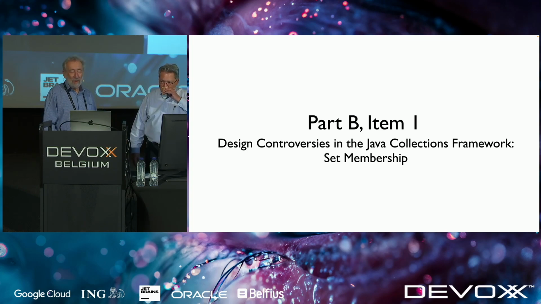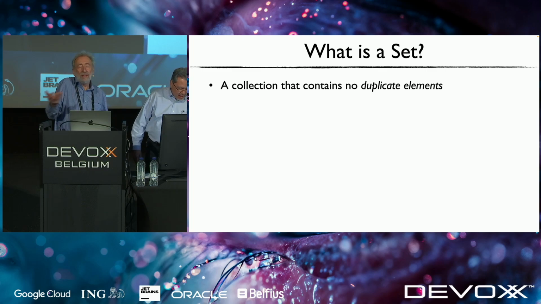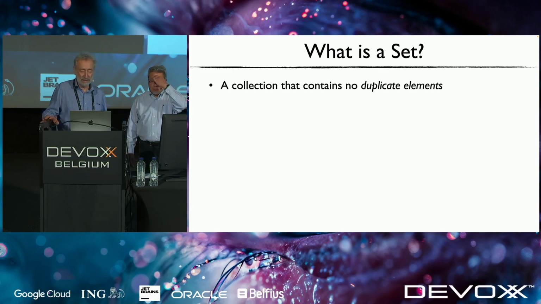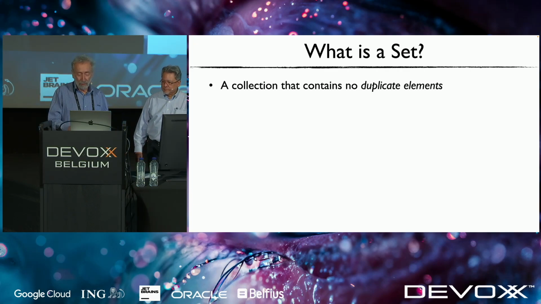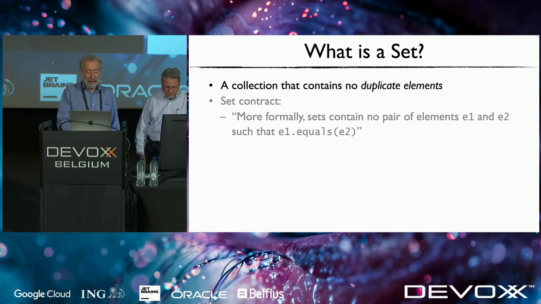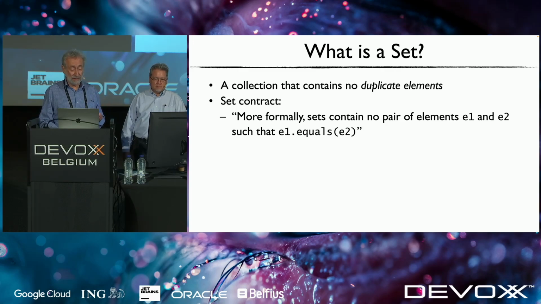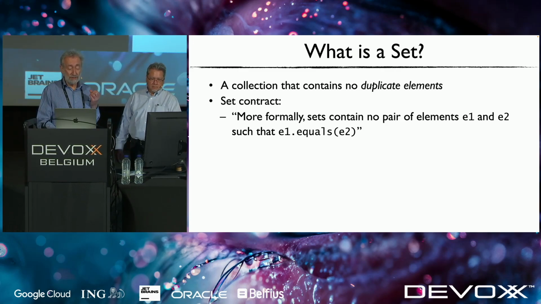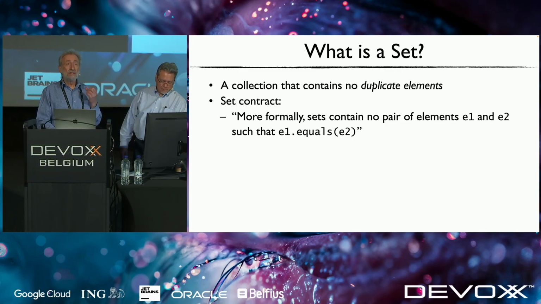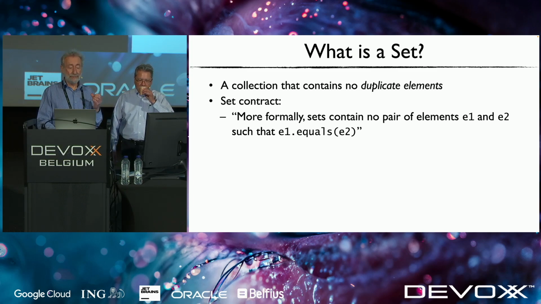Let's have a look. What is a set? When you think of a set, what do you think it is? It's not ordered, of course, and it contains no duplicate elements. This is why I wanted to stop him saying the word duplicate. What exactly is a duplicate element? If you look at the set contract, the specification of the Set interface in the Javadoc says, more formally, sets contain no pair of elements e1 and e2 such that e1.equals(e2).